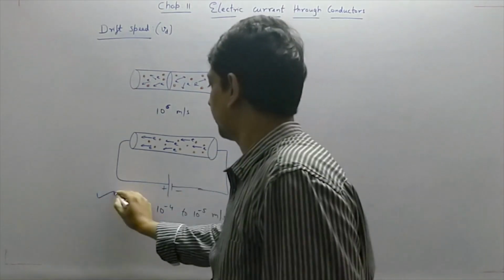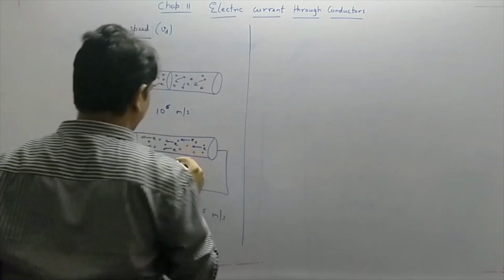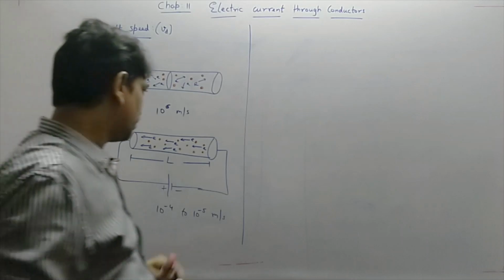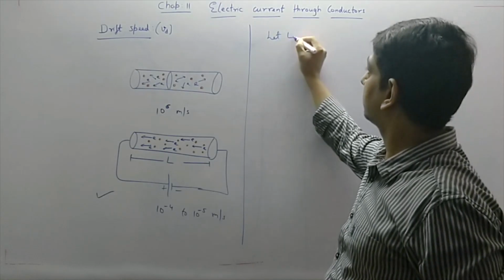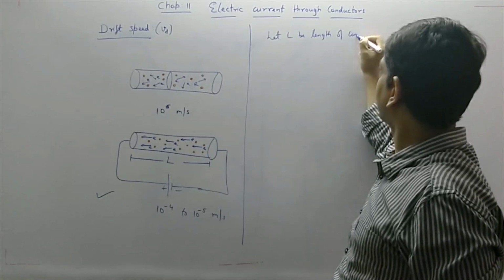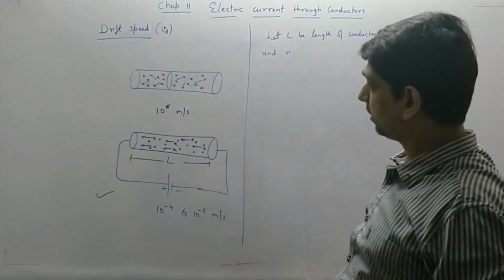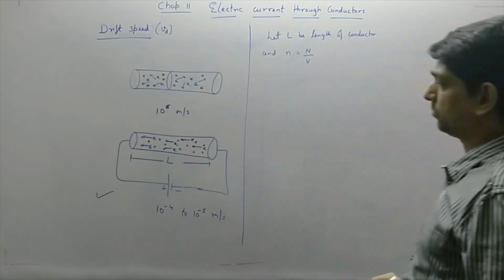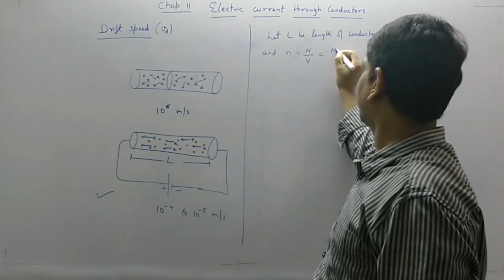Moreover, let L be the length of the conductor, and small n be the number of electrons per unit volume. So n is the number of electrons per unit volume.